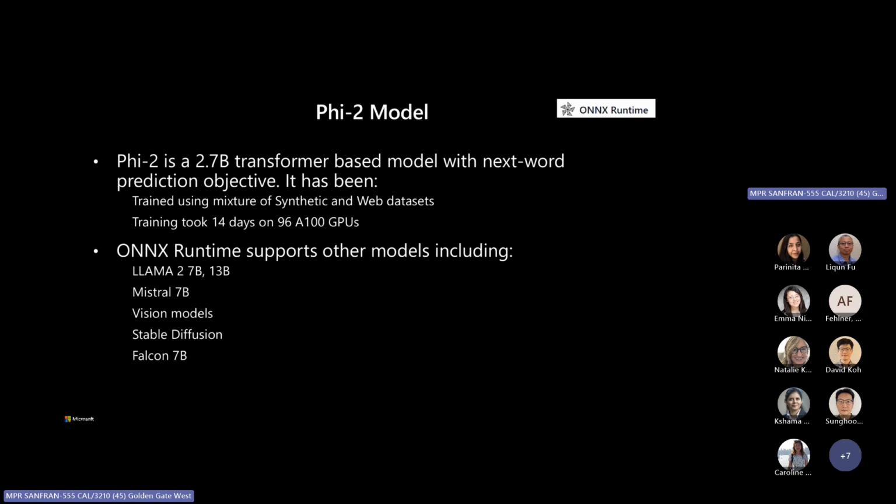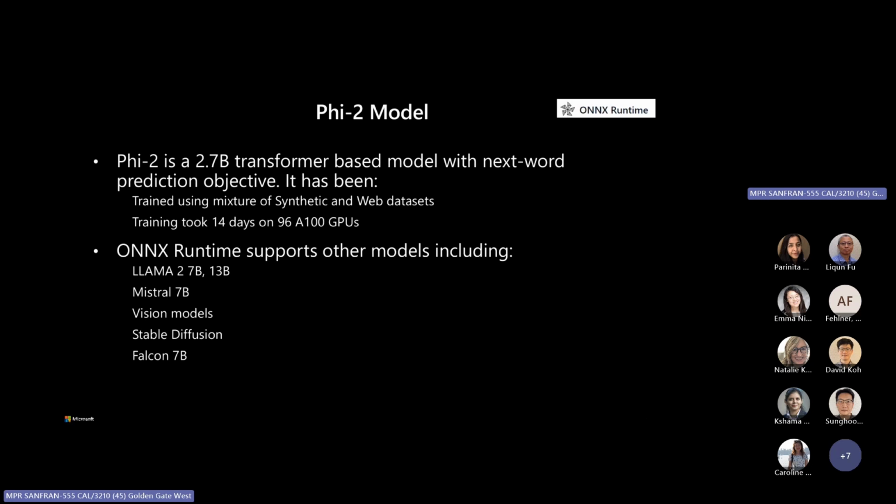This is just a model which we are taking today to showcase our improvements and performance benefits. But ONNX Runtime supports a lot more models, including the Llama 2 7 billion and 13 billion models, Mistral 7 billion models, vision models from Microsoft and Google ViT, and so on.